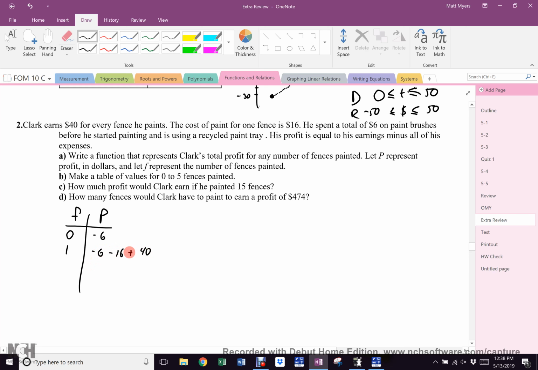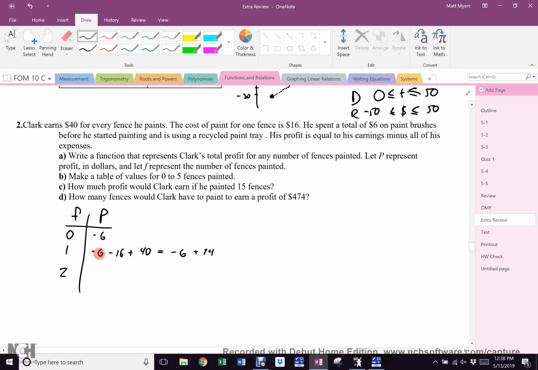How much does he make on the fence? Negative $6 plus how much? What's negative 16 plus 40? 24. Does everybody understand that? He makes $40, but each fence costs him $16. So he's really only making $24, right?